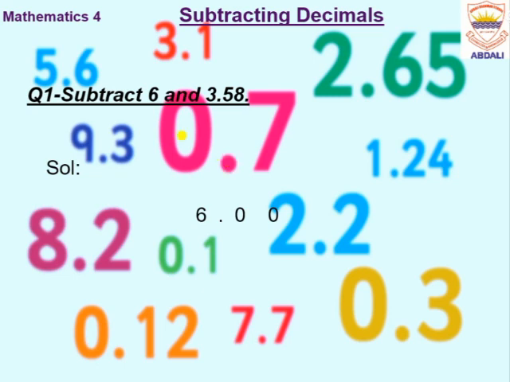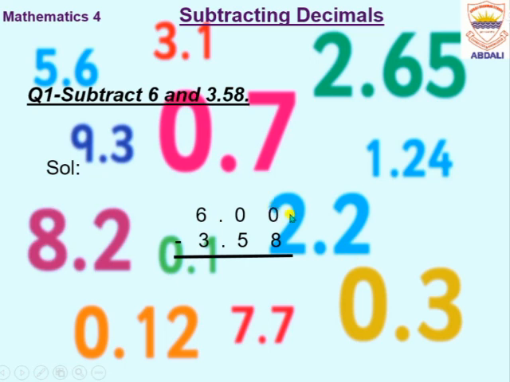Here I need just 2 zeros, because in the other value I just have 2 digits after the decimal. So I have to balance both numbers. That's why I put 2 zeros after 6. As you know, decimal comes below decimal, so we will write down the other value in this way. Now we will start our subtraction.